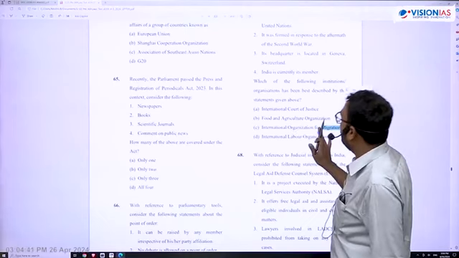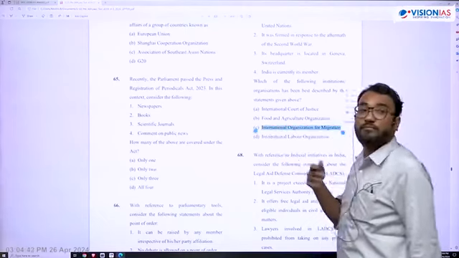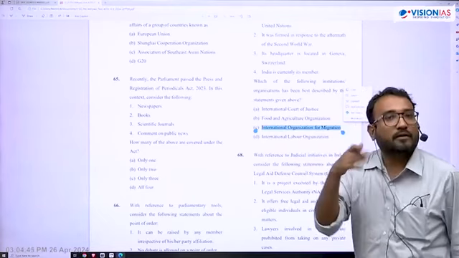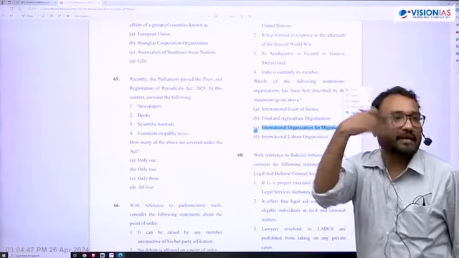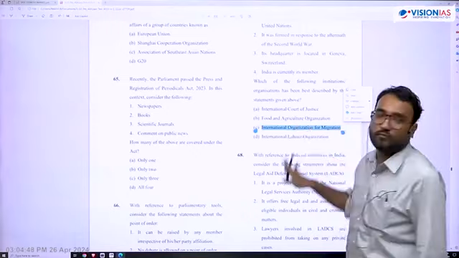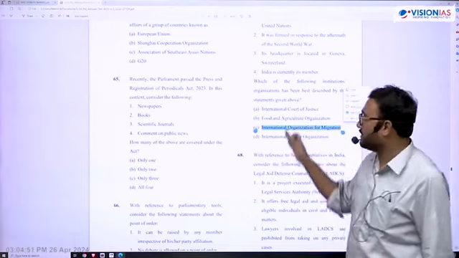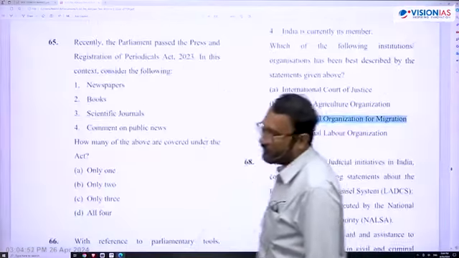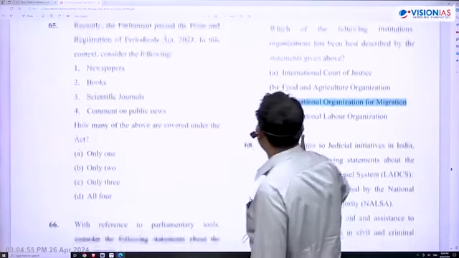Okay. So you know that International Court of Justice is more of an old, getting my point, it has an origin. Here this organization was with respect to resettlement and all such things. So we will settle. This is purely a factual question. We will settle for C.